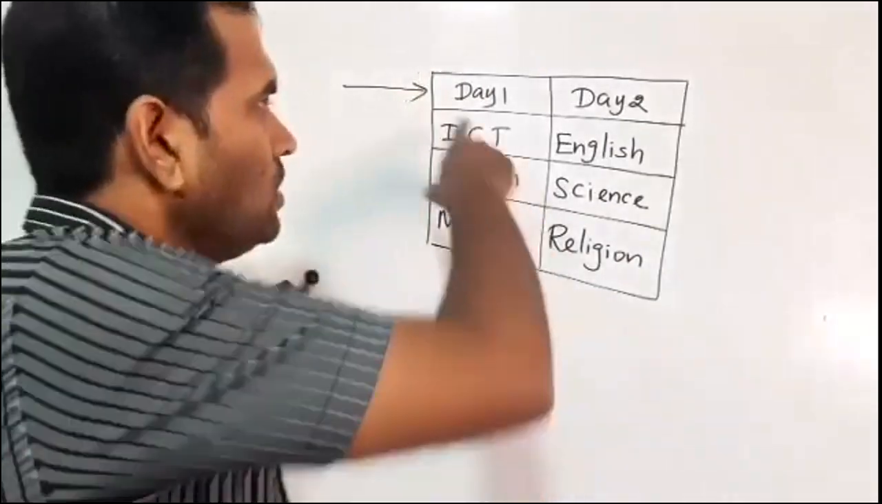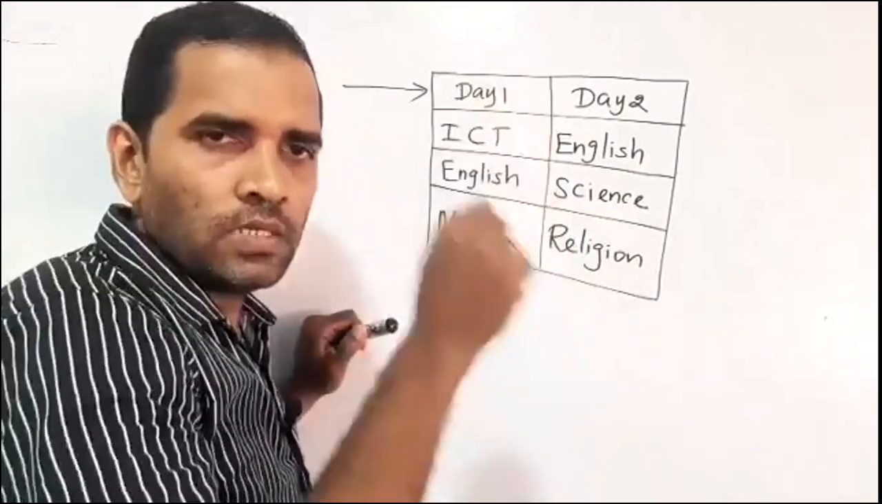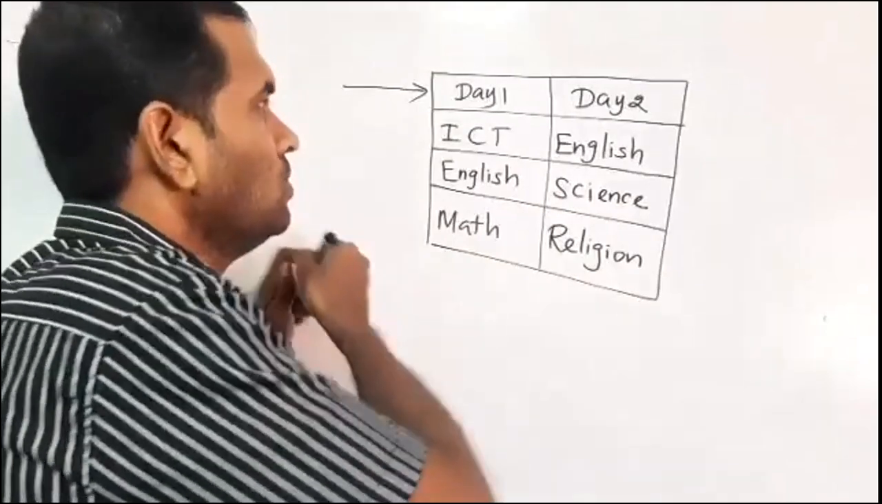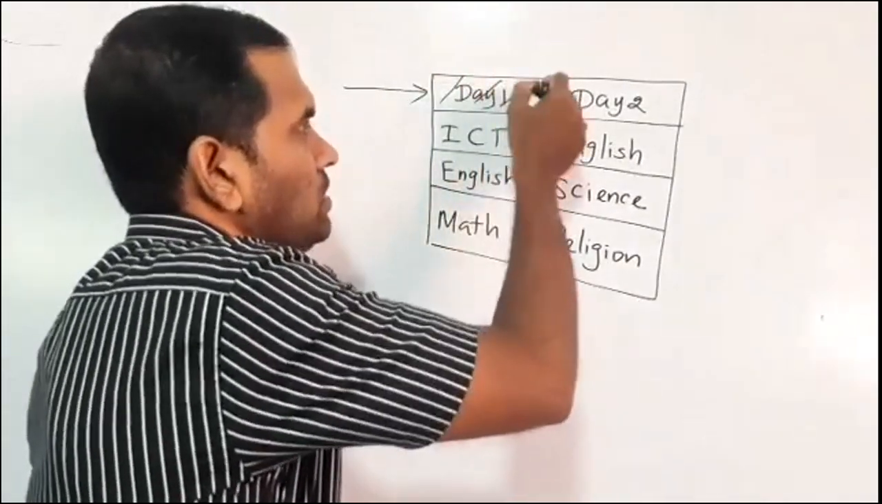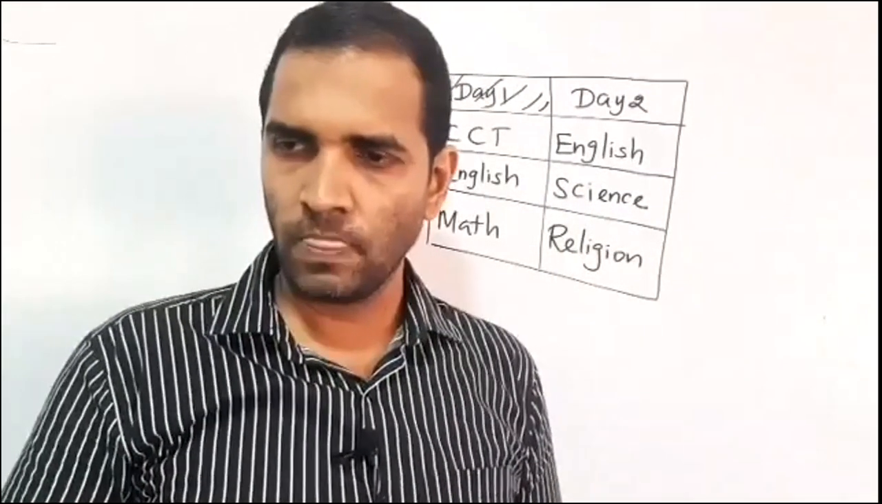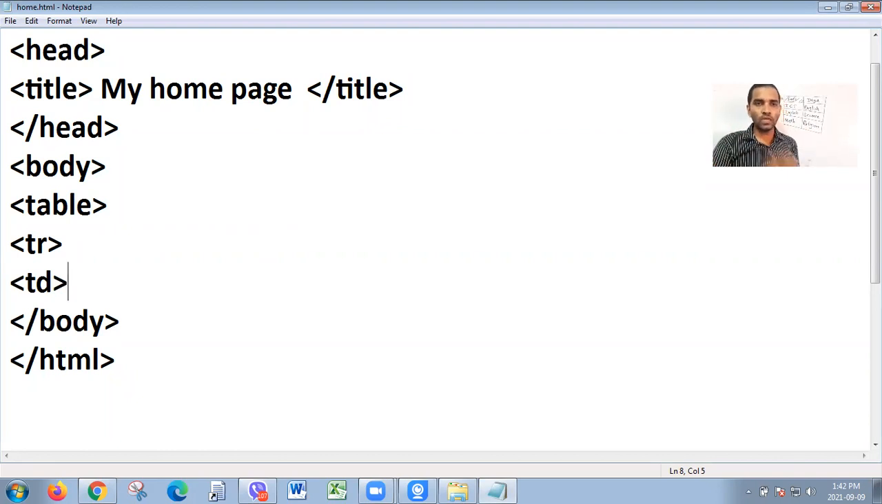So look here. Now in the first row, you have 2 cells. Every cell has to be created separately, one by one. So now we have to create this cell. Listen to me, right? To create a cell with data, it must be TD, right? TD, table data. So TD is for creating a cell with data.